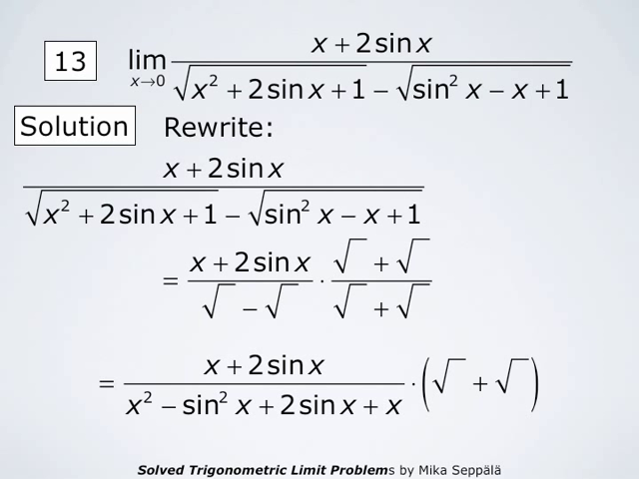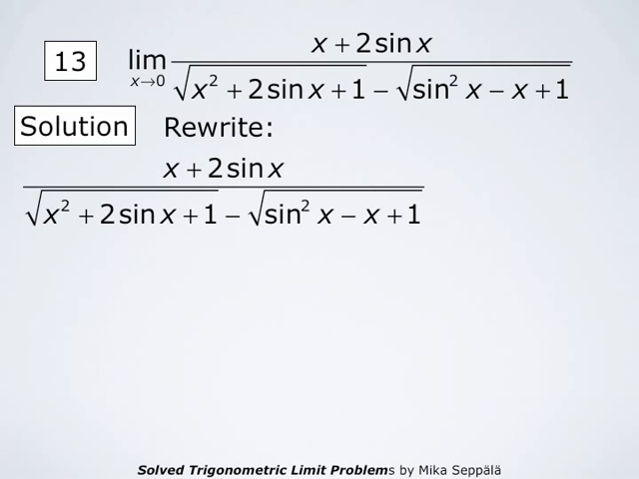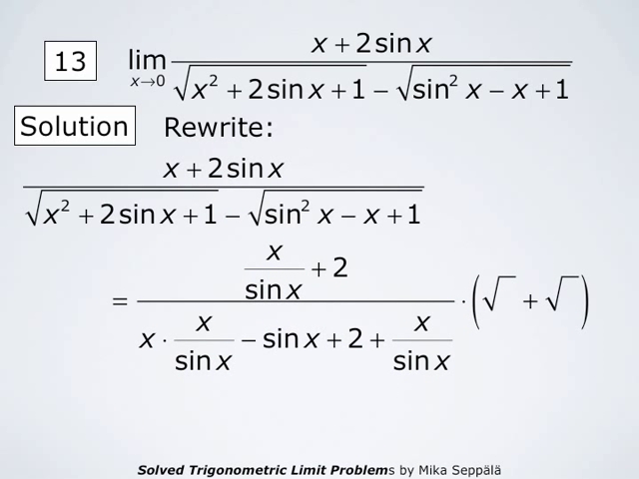Next, we rewrite this so that we divide every term by sine of x. So we get that the original expression is x divided by sine of x plus 2, and that divided by x squared divided by sine of x, but x squared divided by sine of x is x times x divided by sine of x. Then we had minus sine squared of x divided by sine of x, which is just minus sine of x, plus 2 plus x divided by sine of x times the sum of the square roots.